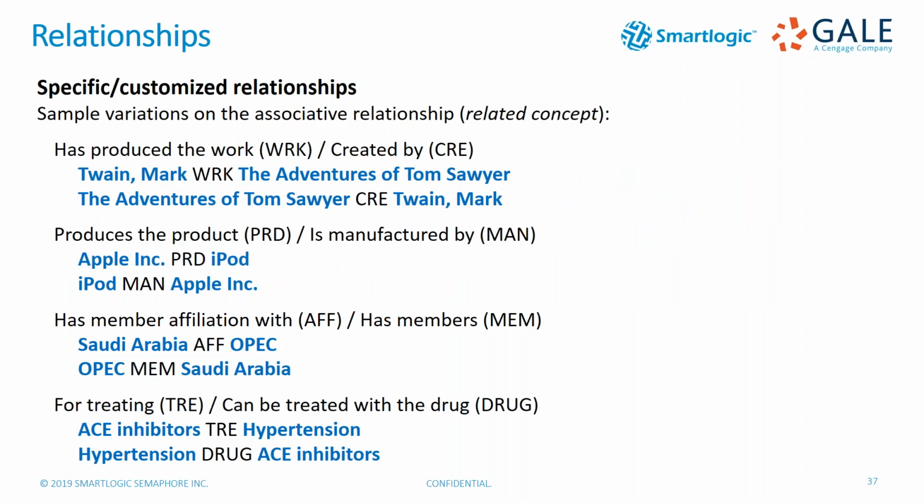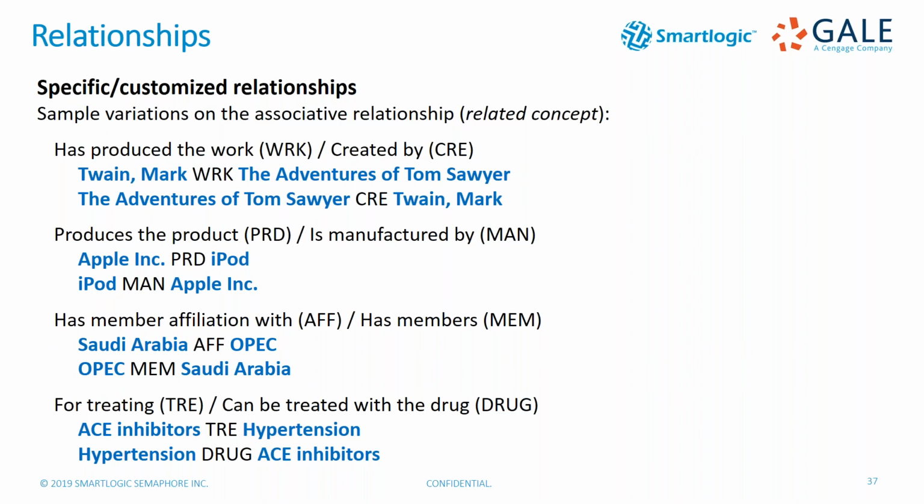Here are some examples between an author and his published work. So Mark Twain has the work The Adventures of Tom Sawyer. The Adventures of Tom Sawyer has the creator Mark Twain. You might sometimes have to think of, again, "has" in front of a company and its product. Apple has a product, iPod. iPod has a manufacturer, Apple.